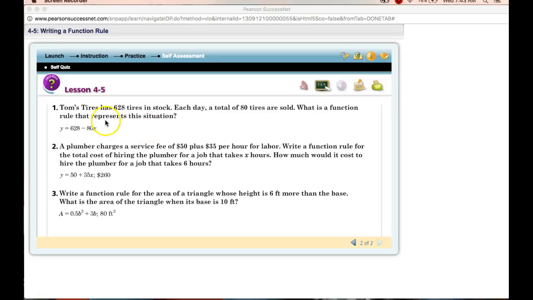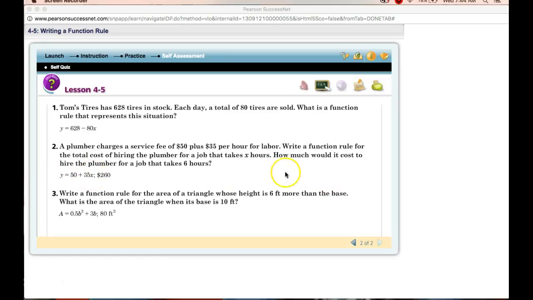Alright, so you're starting with 628 tires. Each day a total of 80 tires are sold, which means they're being subtracted, right? 80 tires per day are being subtracted from the 628 that they started with. So whatever letters you used, it doesn't matter. y equals 628 minus 80x. The plumber charges a service fee of $50, so that's your $50 flat fee, plus 35 per hour, so 35 times a variable. y equals 50 plus 35x.